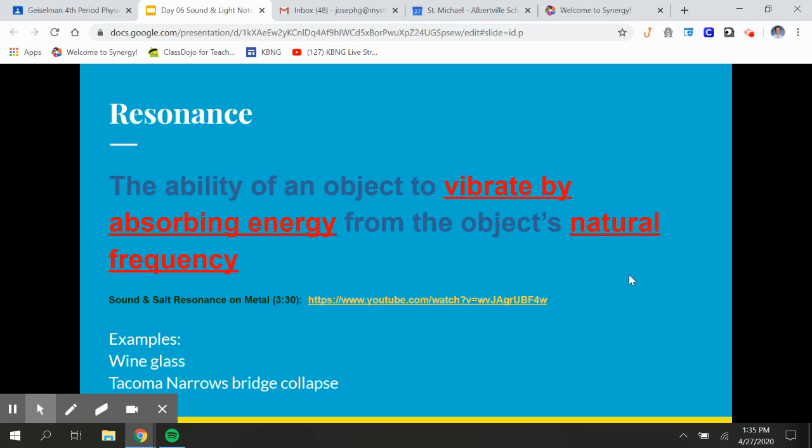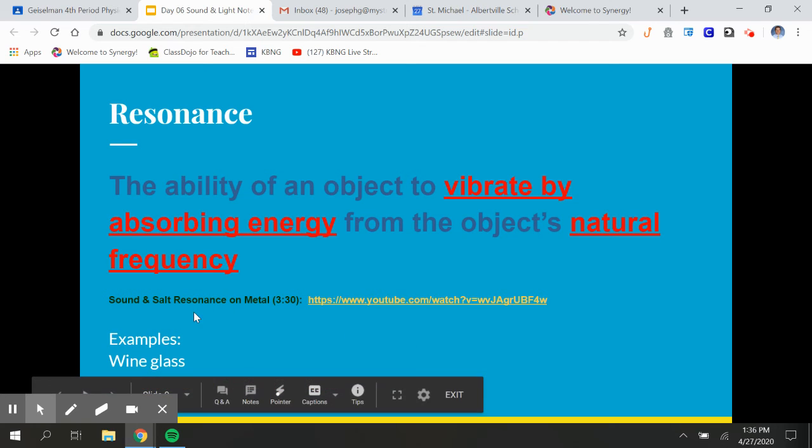Resonance is the ability to vibrate by absorbing energy from an object's natural frequency. There's a lot of examples. There's actually a really big bridge in Tacoma, Washington that collapsed, and that's just one example. You can put salt on resonating metals, so they'll vibrate at a certain resonance, and then you'll see the patterns that occur.